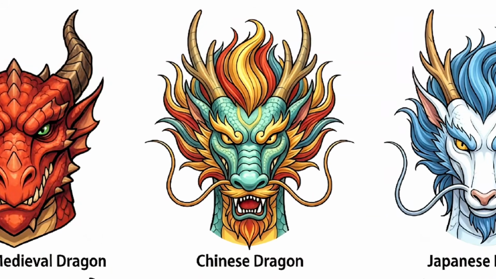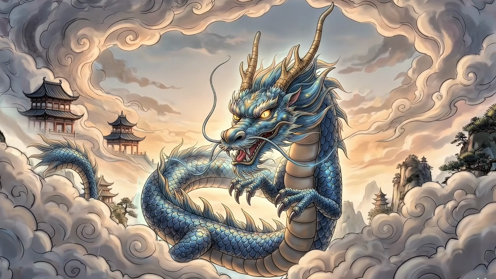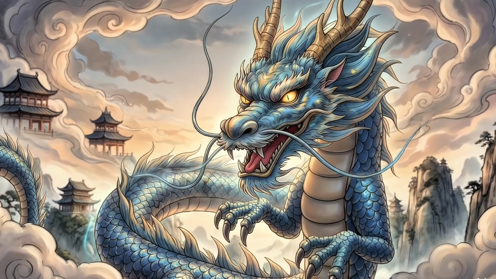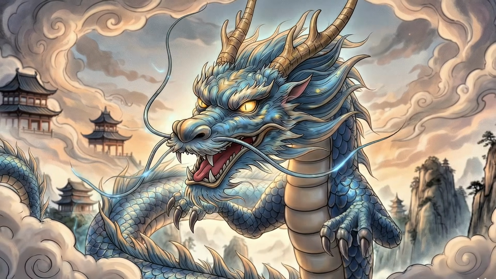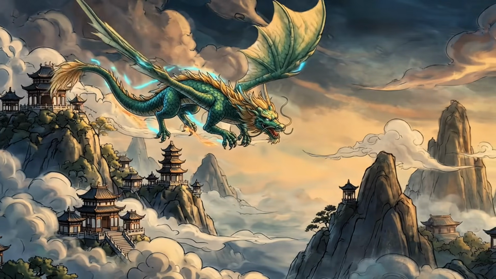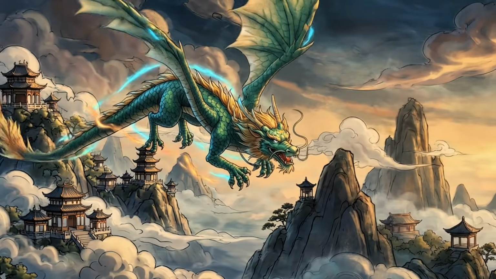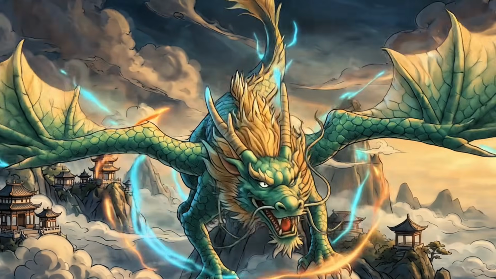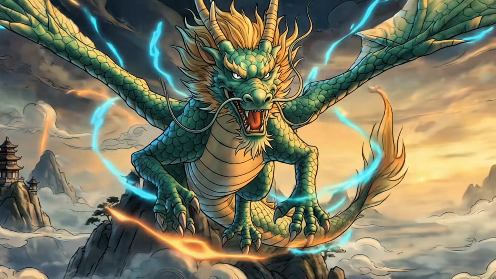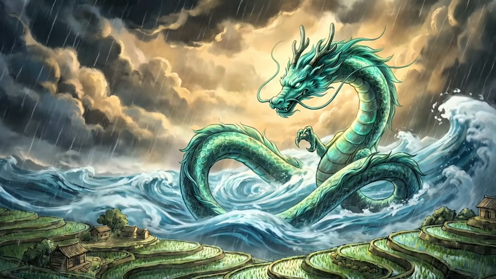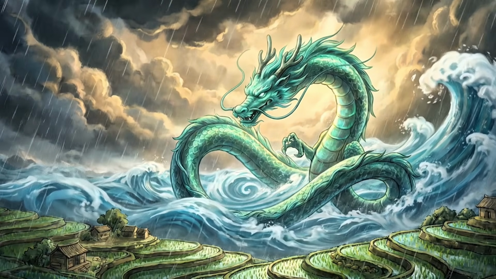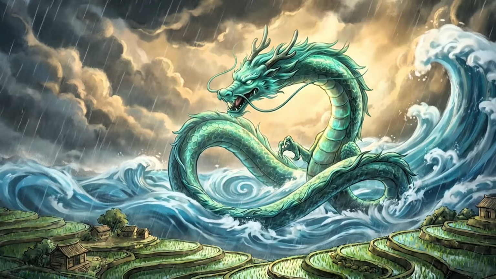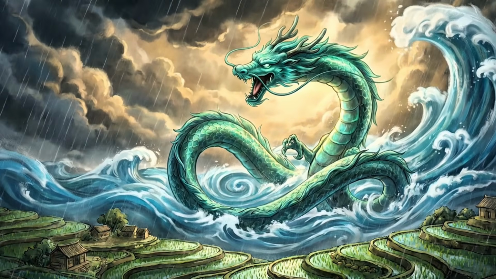Chinese dragon. The Chinese dragon is fundamentally different from its European counterpart, representing wisdom, power, and good fortune rather than evil. Chinese dragons are depicted as long, serpentine creatures without wings, yet capable of flying through magical means. Unlike European dragons, Chinese dragons are associated with water, controlling rivers, seas, and rainfall essential for agriculture.